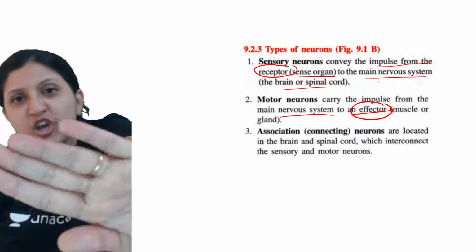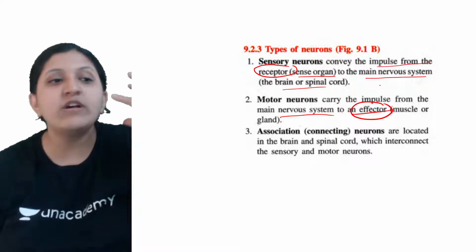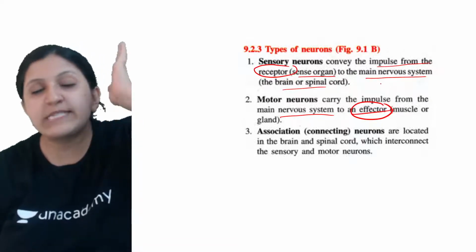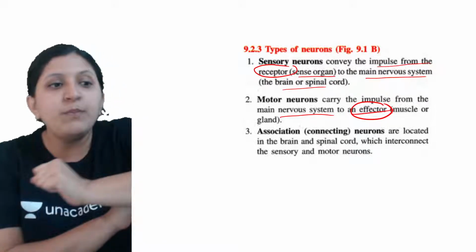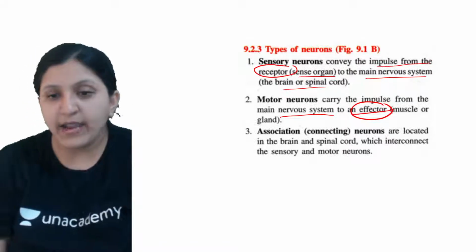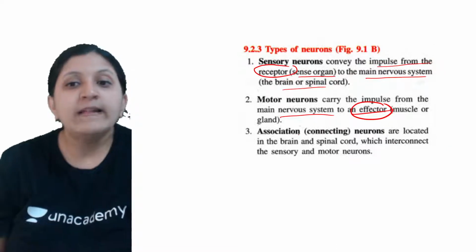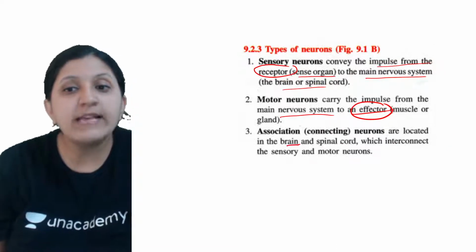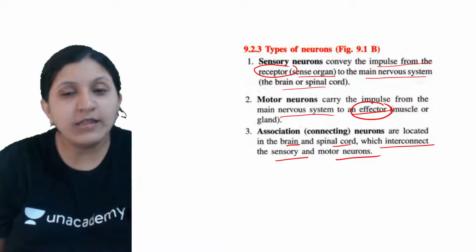So now I touch a hot object, I want to withdraw my hand. That is occurring because basically from the motor neuron the information is sent to the muscle, so that the movement of my hand is going to occur, so that I am going to draw back my hand. Okay, so the association neuron is basically a connecting neuron located in the brain as well as the spinal cord, which interconnects the sensory and the motor neuron.